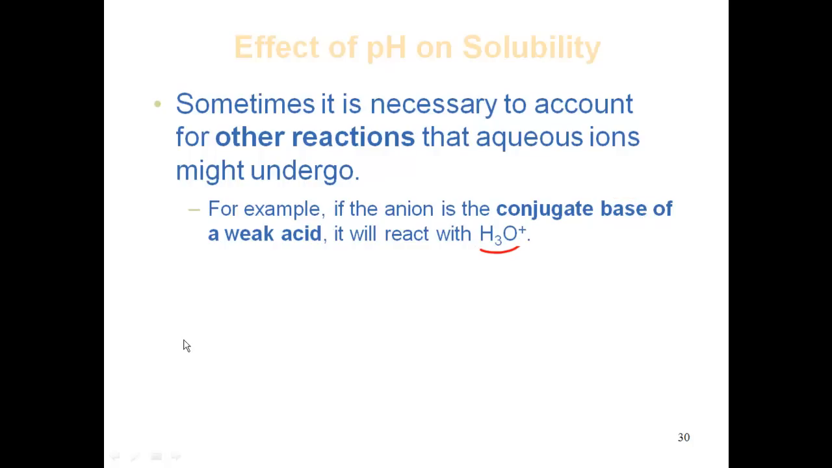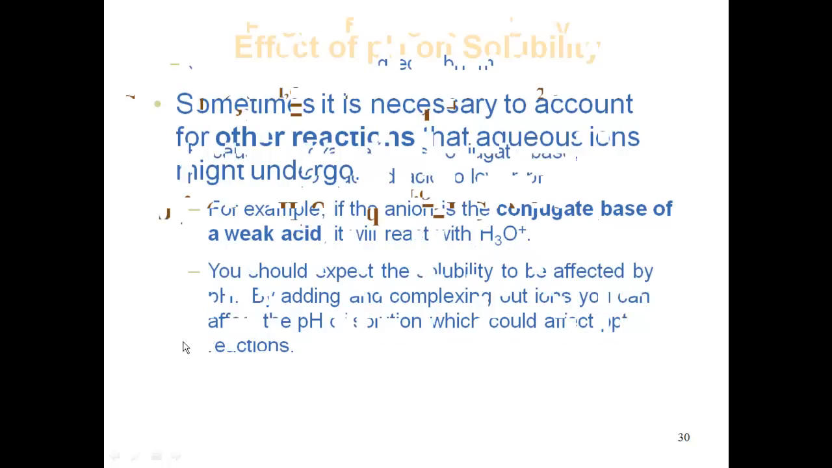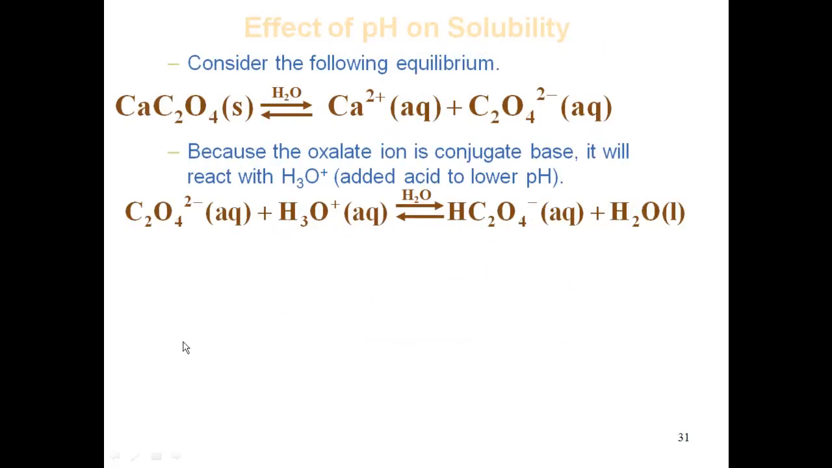Okay, what species are we talking about? So you should expect the solubility to be affected by pH. By adding in complex ions, you can affect the pH of the solution, which can affect the precipitation reaction. Okay, depending on what the substances are, by adding acid, I could get it more soluble, or it could be making it less soluble. It's a very complex problem when we're dealing with solubilities. Let's look at this one and see what's happening.